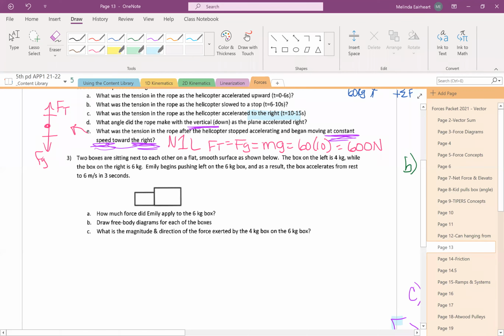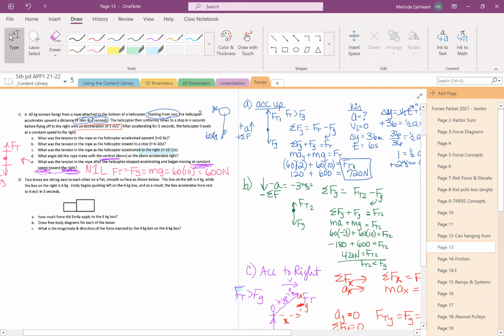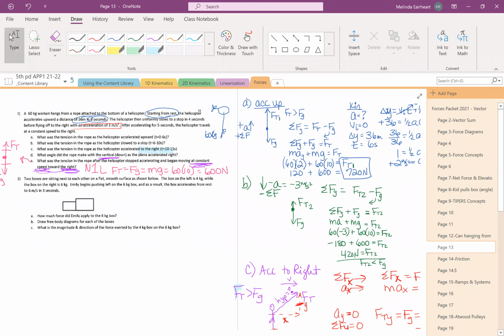Questions on the person hanging from a helicopter. And I know that you're like, man, that was a lot. But if you take a step back and look at all that, we got kinematics in there. There was speeding up, slowing down. We got to do some net force statements in one dimension. And then when the helicopter moved to the right, we did net force statements in 2 dimensions.